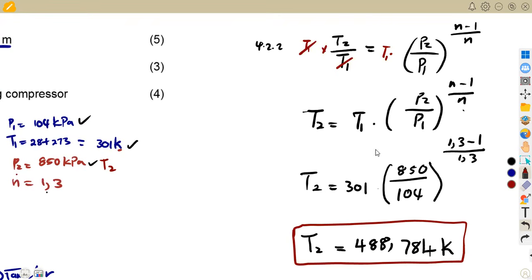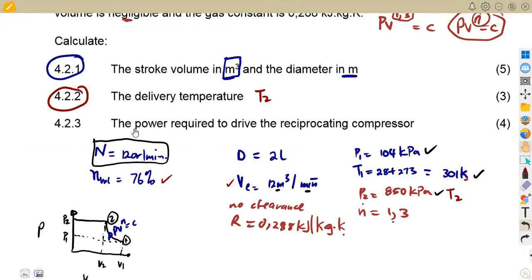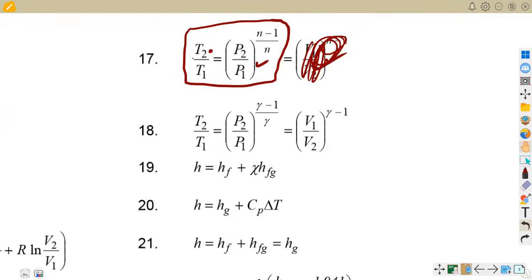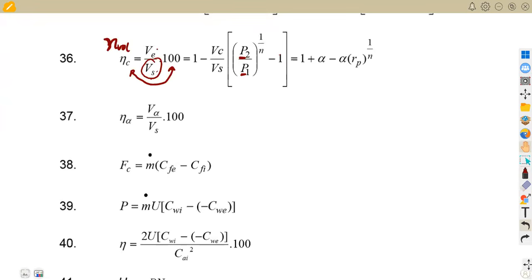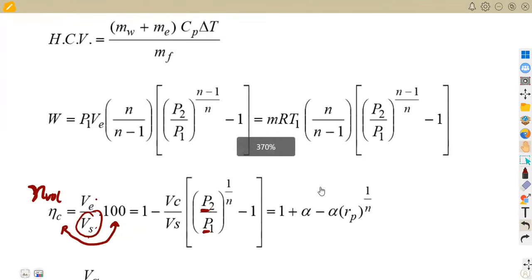So compressors, guys, direct application of gases. So you need to know even the second part here, to calculate the power. In this case, the power required to drive the reciprocating compressor. All right, so if we check again the power, since we are given our effective volume in cubic meters per minute, meaning to say we can use it, because remember, work done when given in terms of kilojoules per second, it means it is equivalent to a kilowatt.